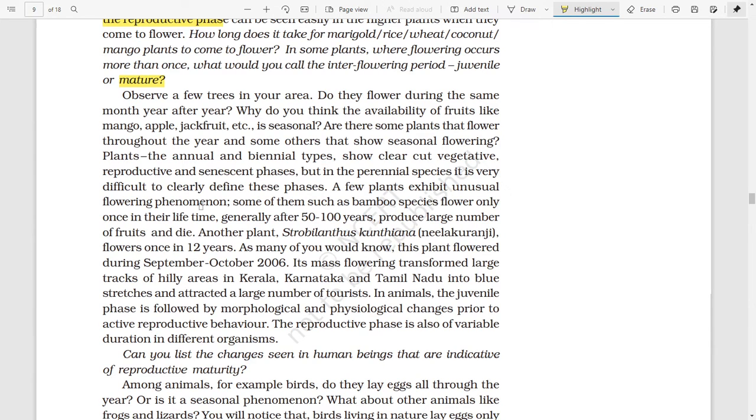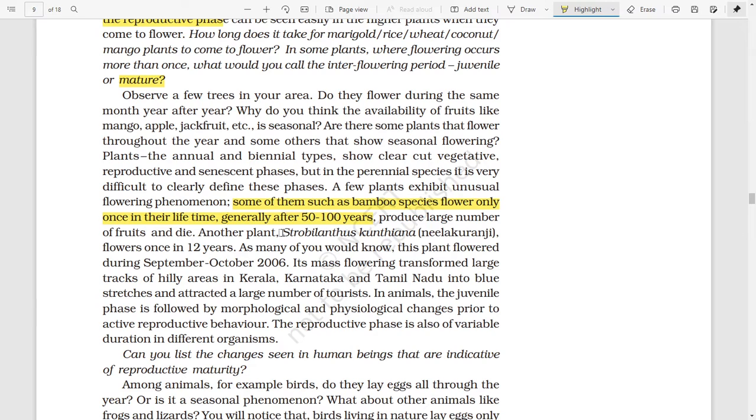A few plants exhibit unusual phenomena. Some of them, such as bamboo species, flower only once in their lifespan, generally after 50 to 100 years, produce a large number of fruits, and die.